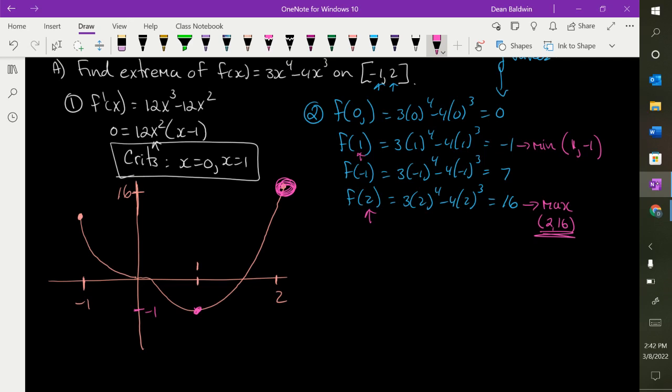And you can see when I put -1 in, I got 7, so the value at that point would be 7. But it is not a maximum. Don't worry about the scale, people. Sorry.